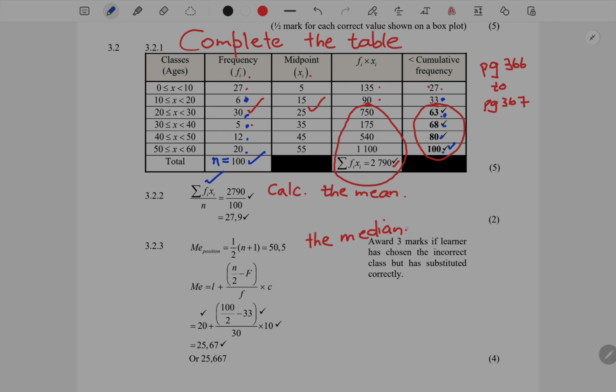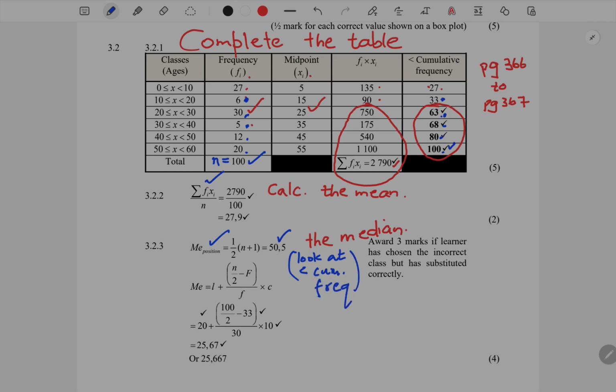3.2.3 says calculate the median, but before you calculate the median, you must first calculate the median position. The median position, which is 1 over 2 into n plus 1, gives the answer 50.5. Then where do you find 50.5? When you want to see the position, you look at the less than cumulative frequency.